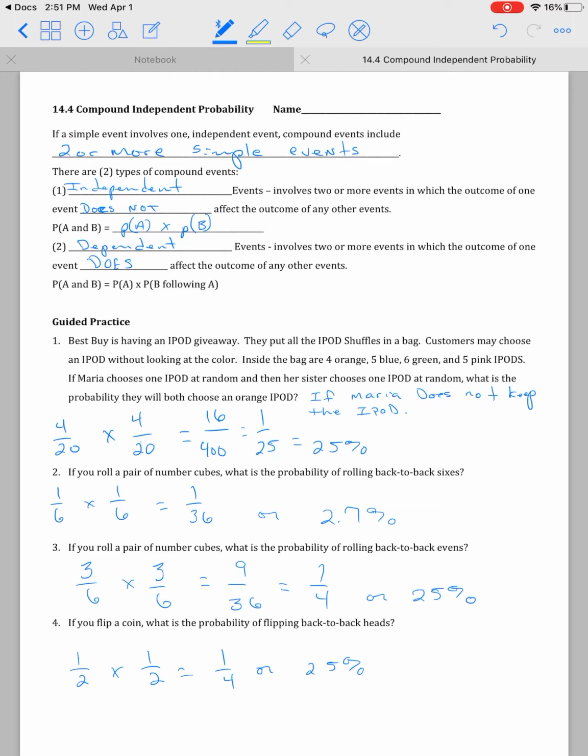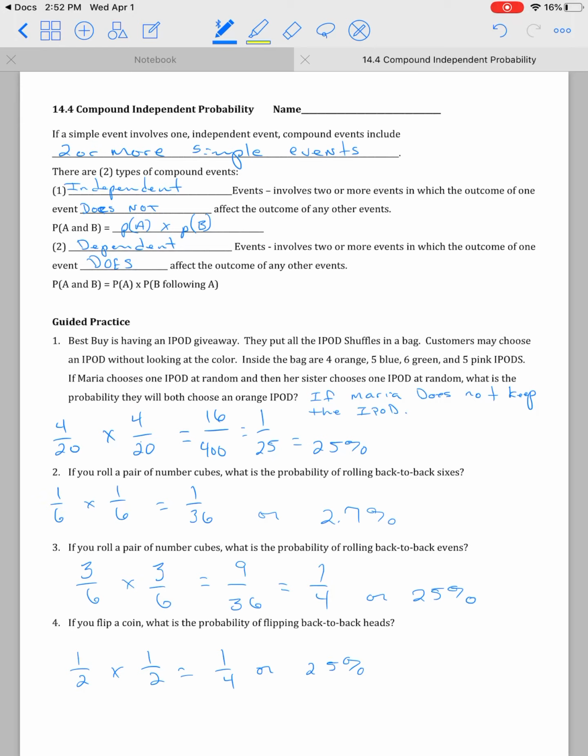Dependent events involve two or more events in which the outcome of one does affect the other event. This would be like, say you have a bag of 6 marbles, 3 red and 4 blue. If I pick a marble and I keep it out of the bag, the second time I go in to grab a marble, there's no longer 6 in the bag, there's only 5. So see, the total number in the bag changes.